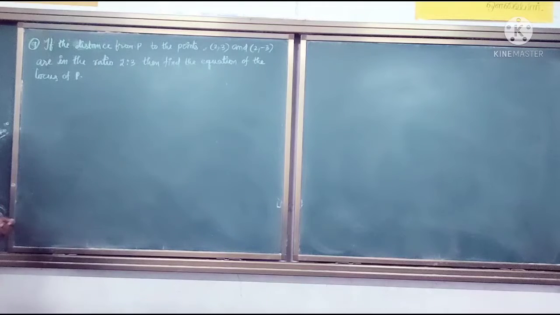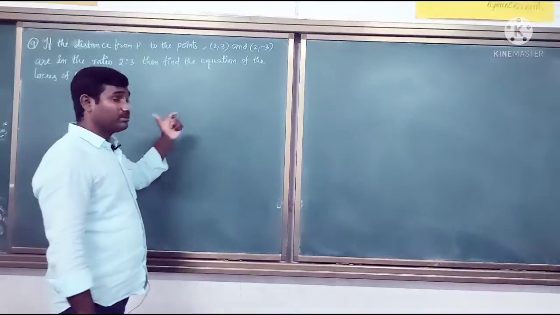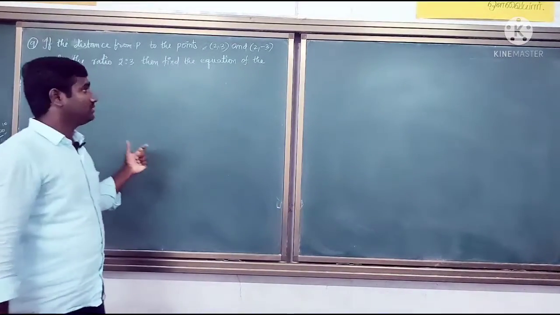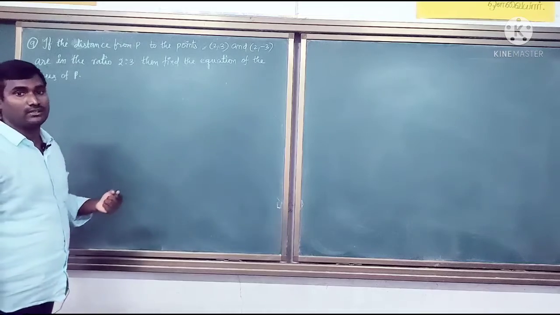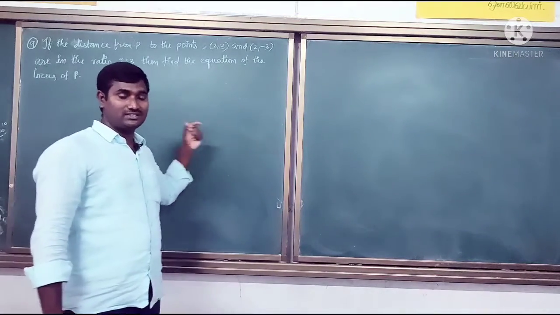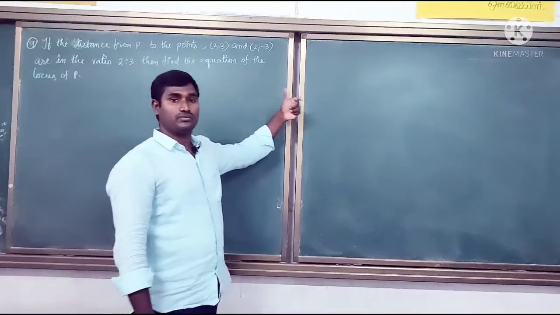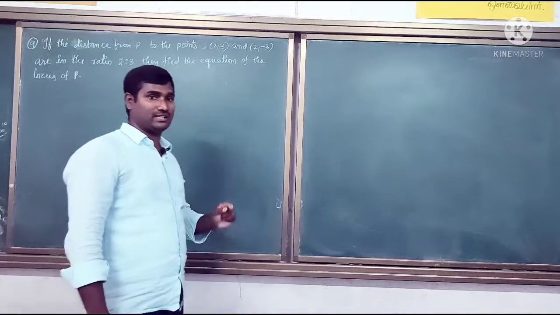Okay, so now we are going to discuss question number 9. If the distances from P to the points (2, 3) and (2, -3) are in the ratio 2:3, then find the equation of the locus of P. In the previous questions we saw the sum of the distances given, the difference of the distances given, or the distance being twice that of another point, or the square of one distance being 4 times that of another. Those are the kinds of questions they ask.